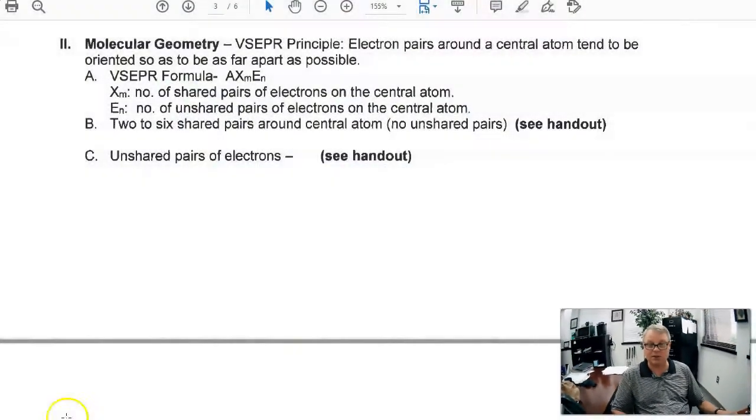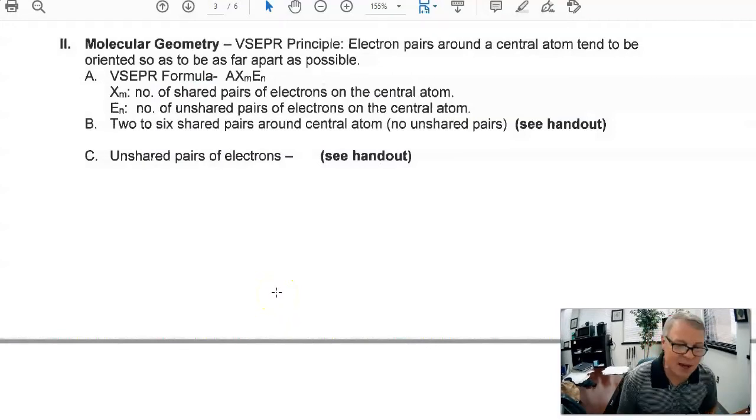How do I know this is what it looks like? Is there any way I can kind of figure that out? Well, yes, there is. And that's where we're going next. We're going to talk about how to determine the shapes of molecules. And we're going to do it with very little math, fortunately.